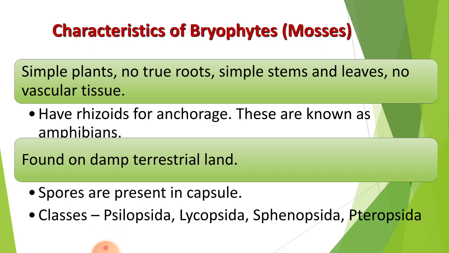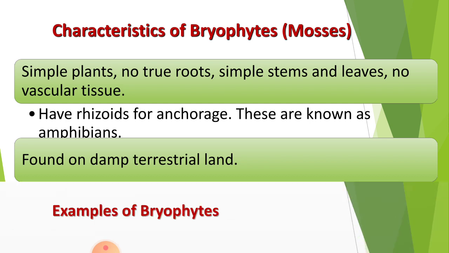No vascular tissue. They have rhizoids for anchorage, and these bryophytes are known as amphibians of plants. That is, they are found on land as well as in water. Mostly they are found on damp terrestrial land. Spores are present in the capsule. These are the main classes of bryophytes: Psilopsida, Lycopsida, Spinopsida and Pteropsida.